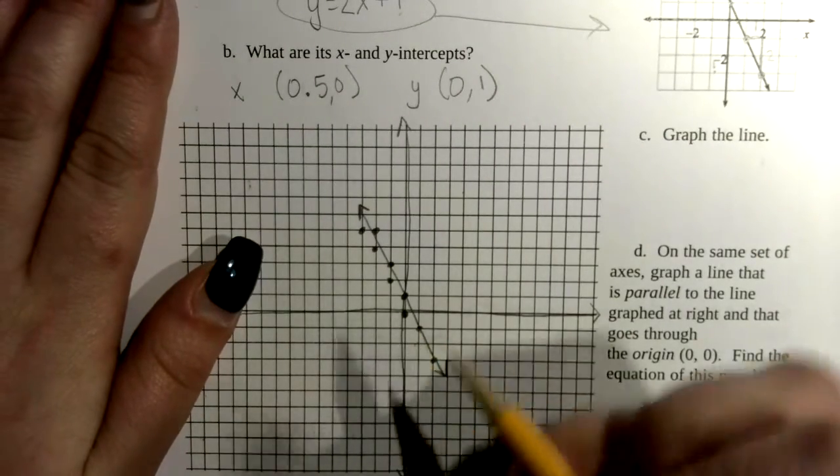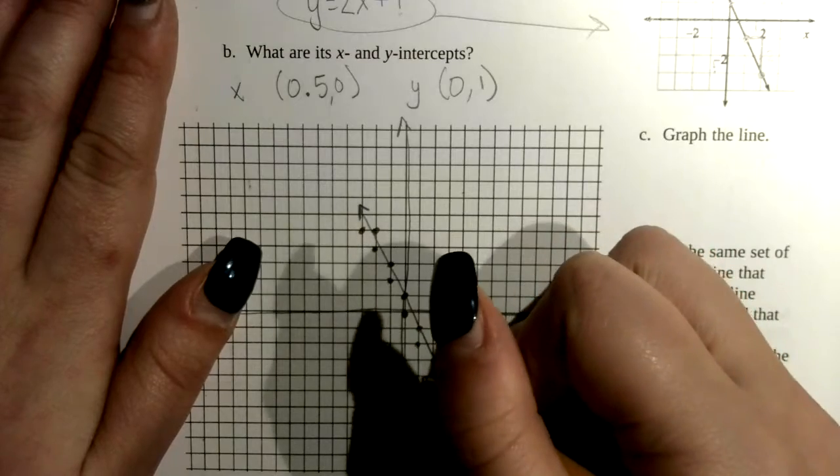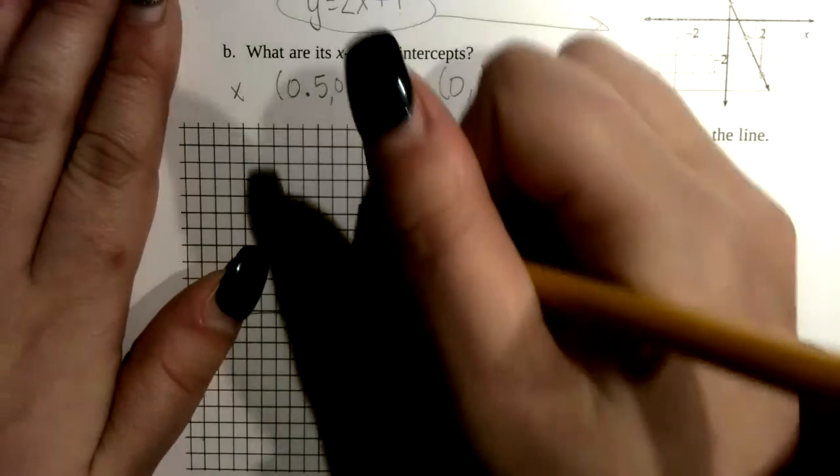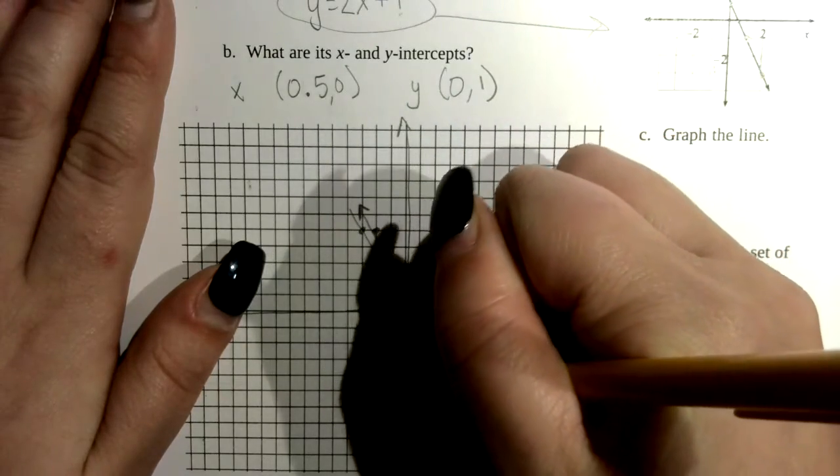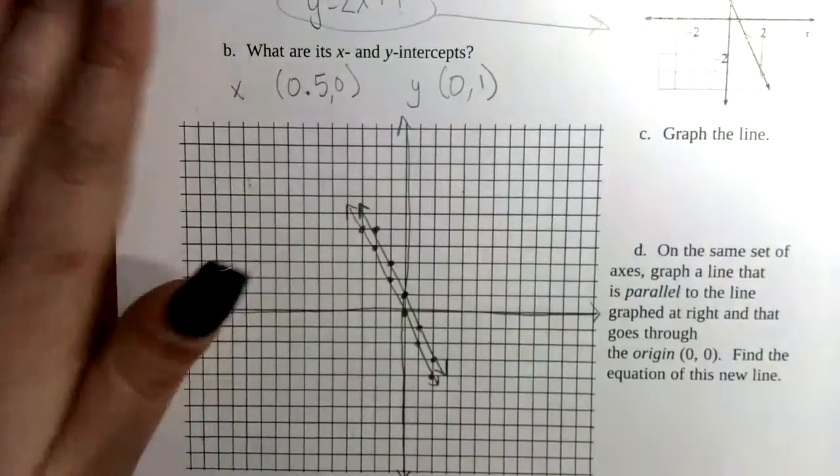1, 2, and never, ever touch. It will always stay very close, right? But still never going to touch. Okay, now it asks for the rule of this line.